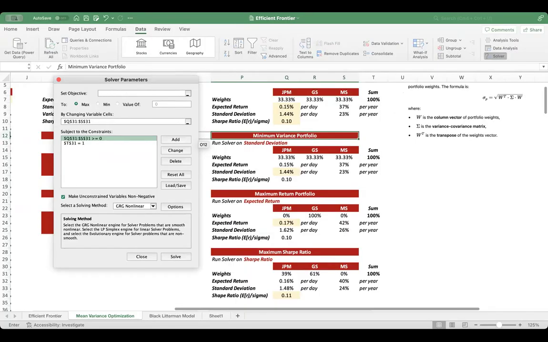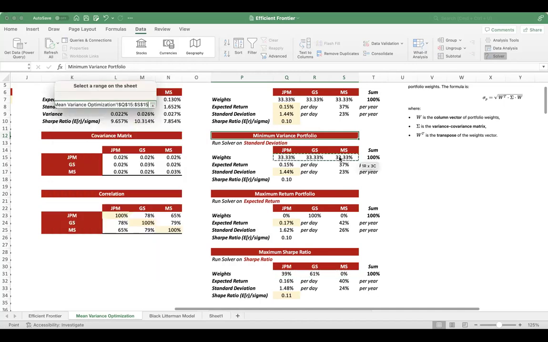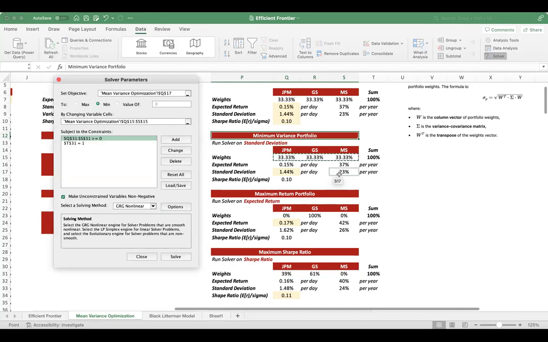Objective is this thing. I need to make my standard deviation minimum. Okay, need to make my standard deviation minimum by changing what? By changing these cells. And what are the conditions? That first condition is the weights should be greater than 0. Okay, the weights should be greater than 0.